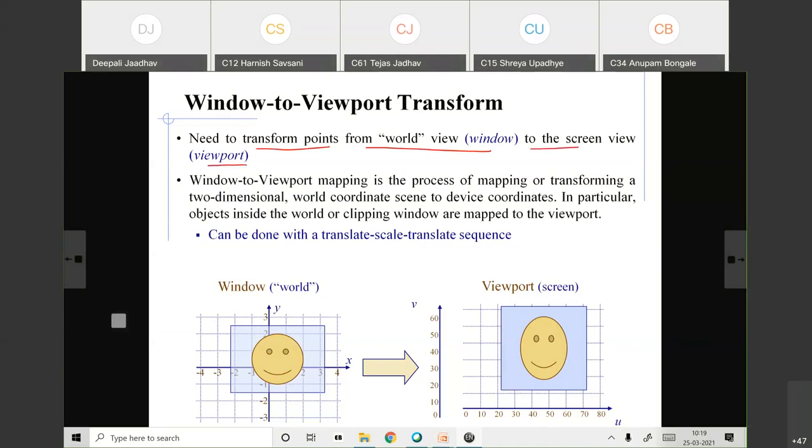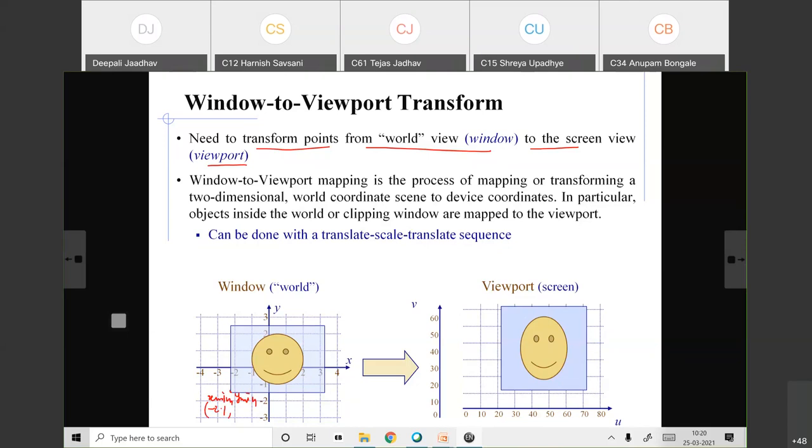This is our X min, correct? And this is Y min. What is X min? In the X coordinate, it is minus 2 point something. Say it is minus 2.1. And what is Y min?